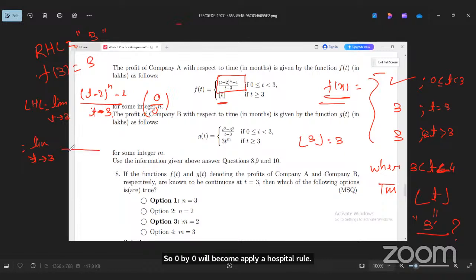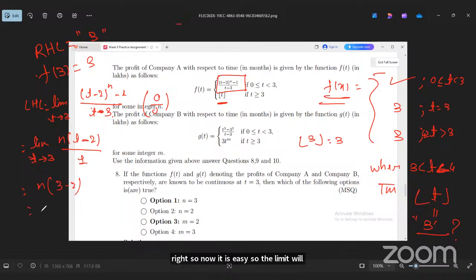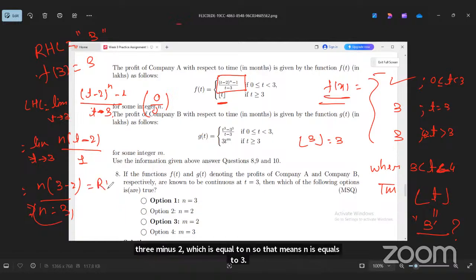T goes to 3. So in the denominator we will get 1. In the numerator we will get n times t minus 2. Right. So now it is easy. So the limit will be n times 3 minus 2, which is equal to n. So that means n is equal to 3, because this is the left hand limit, which would be equal to the right hand limit, which is equal to 3, or the function value f of.